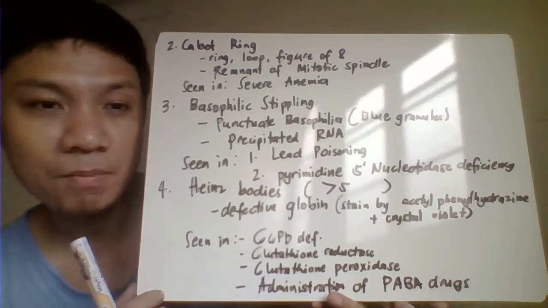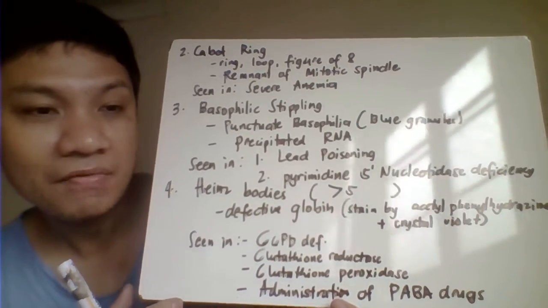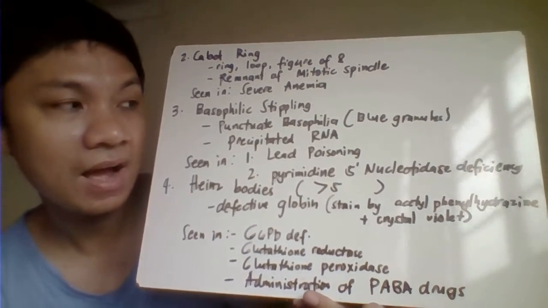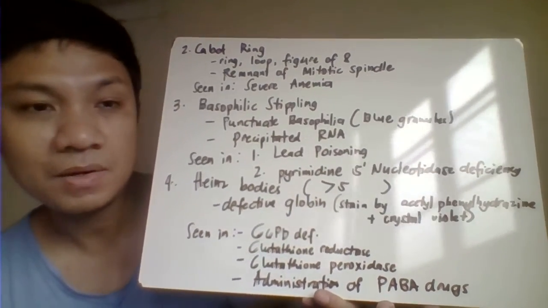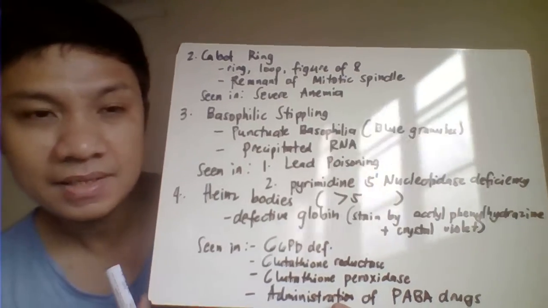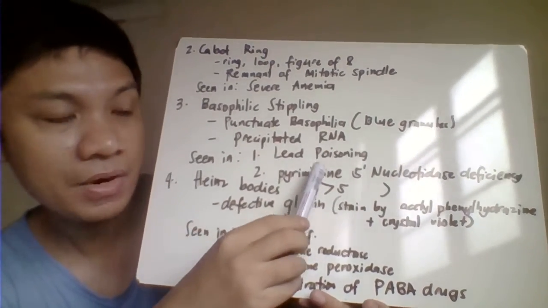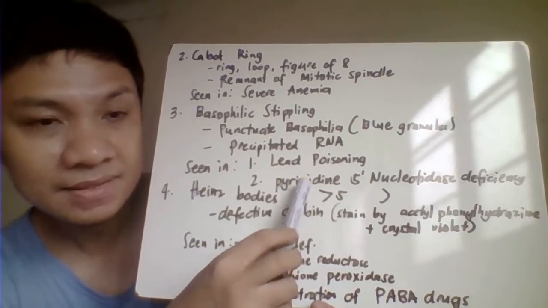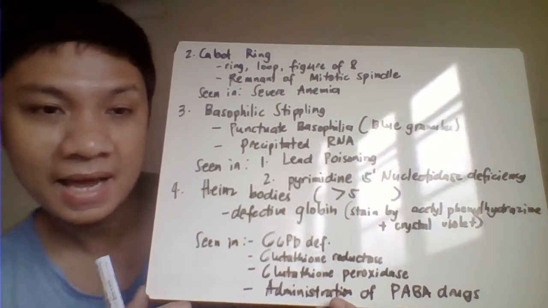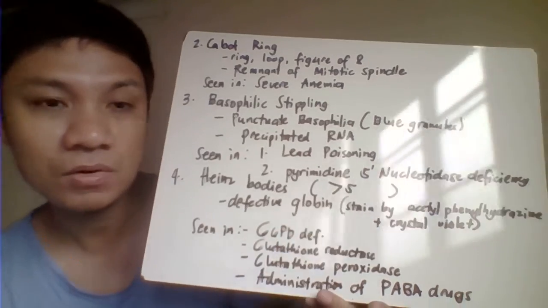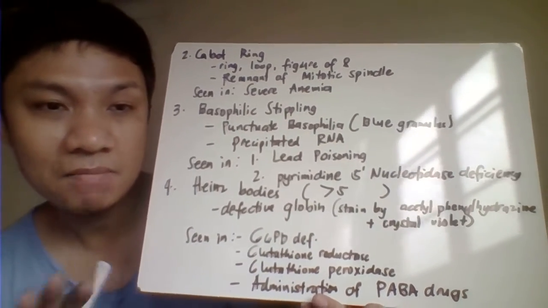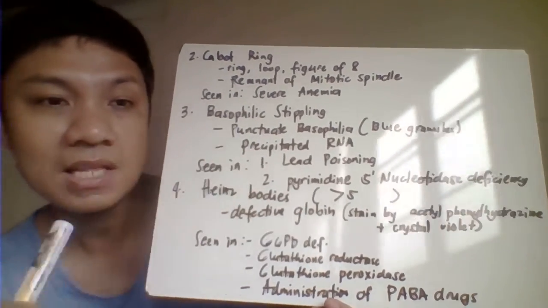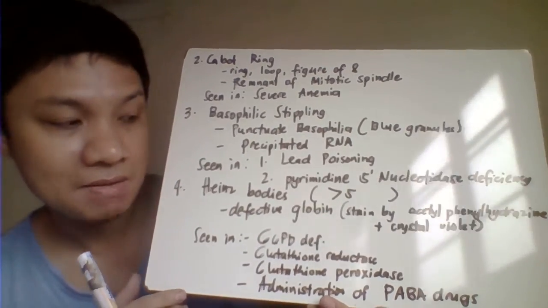On the next one, we have your blue granules or punctate basophilia, also called your basophilic stippling. And this is characterized by the defective na RNA synthesis. That's why nag-precipitate ang ating RNA. Basically, could be seen here with your lead poisoning or even with the absence of the enzyme pyrimidine 5' nucleotidase. So this enzyme should catabolize ang RNA natin. Since wala siyang enzyme na pyrimidine 5' nucleotidase, ang RNA natin hindi siya nagkakatabolize and therefore it tries to accumulate in the cytoplasm. And therefore, makikita mo siya pag-stain ng Wright stain, so that becomes your basophilic stippling.